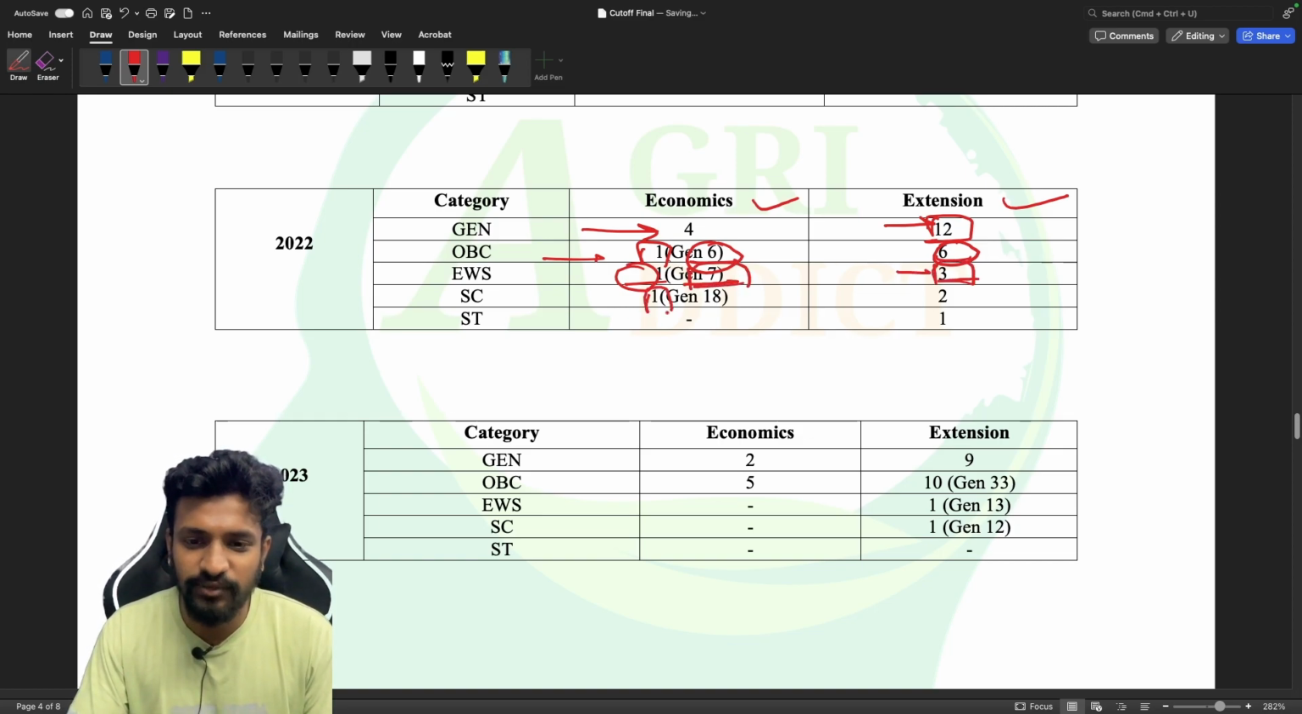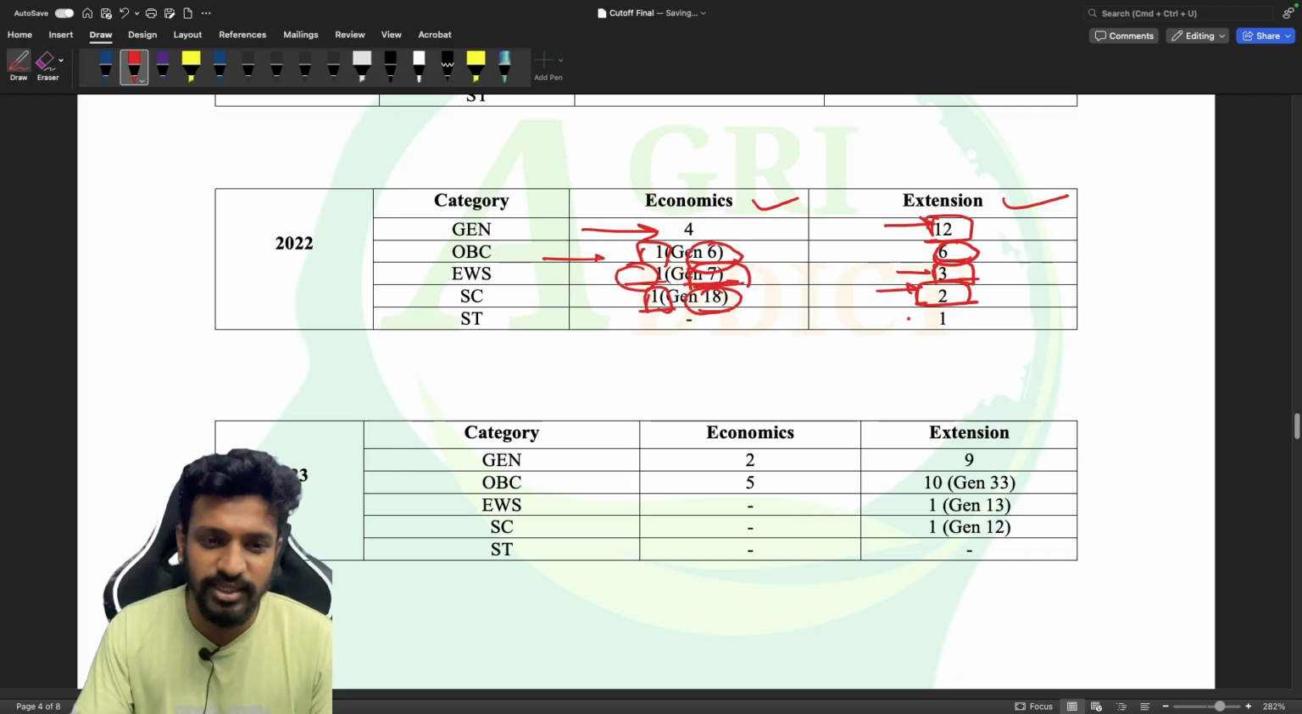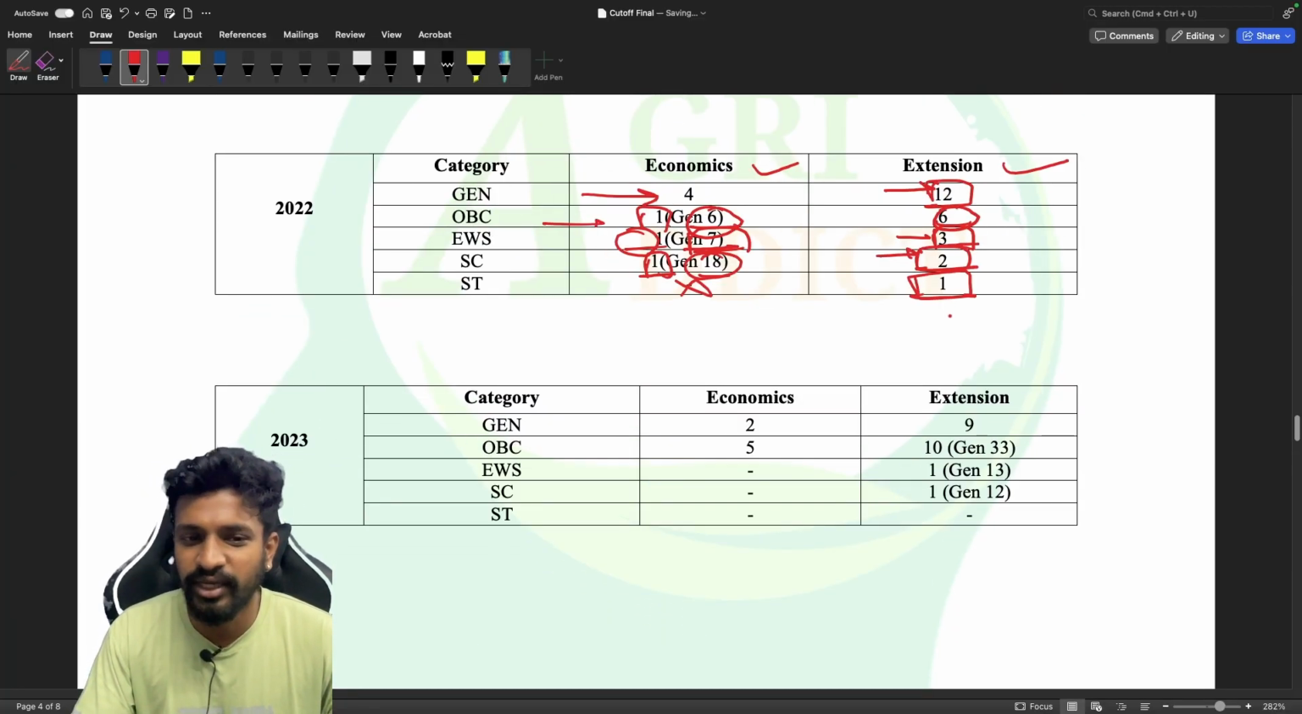And SC, it was SC rank 1 with a general rank of 18. And for extension, the SC rank of 2 got the seat. And for the ST, there were no seats for economics. And for extension, the first ranker in the ST category got the seat.